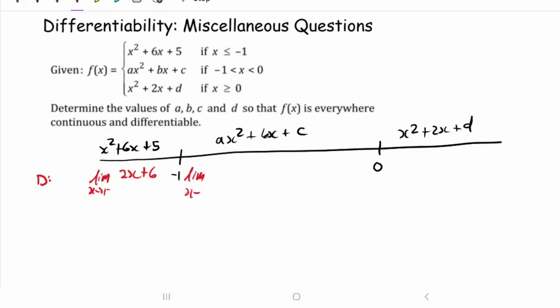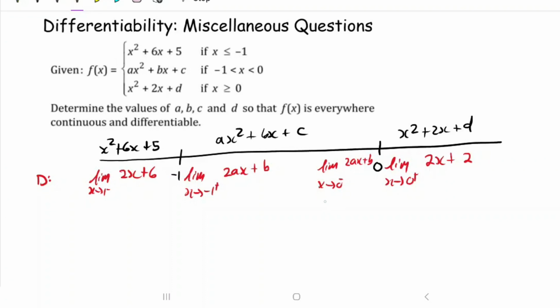Similarly, if we take the derivative as we tend to -1 from the right, the derivative of this is 2ax plus b. And then again, if we're looking at 0, we take the limit as we're approaching 0 from the left, so we take the derivative of that expression, 2ax plus b, and also we take the limit as we're approaching 0 from the right, and the derivative of that is 2x plus 2.